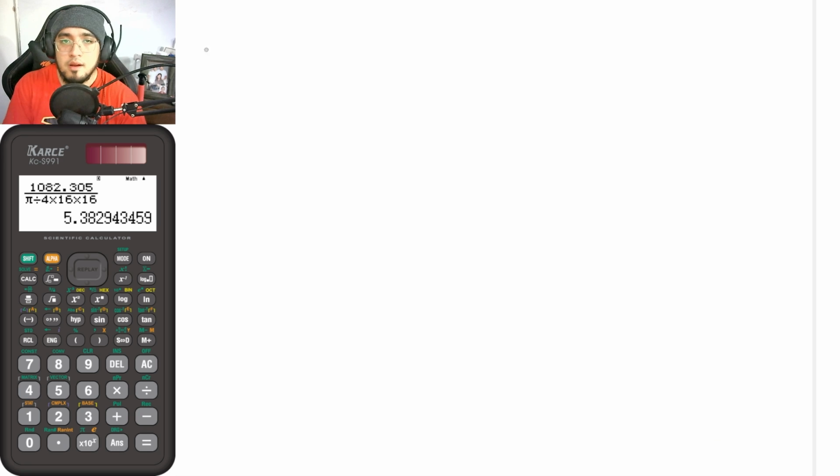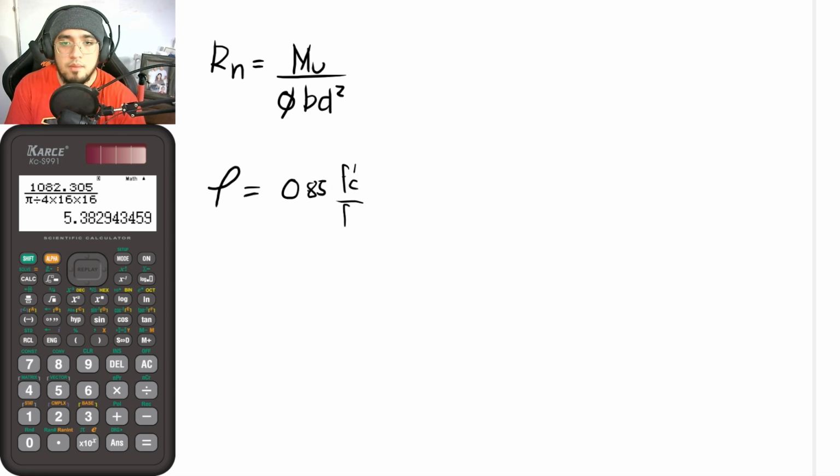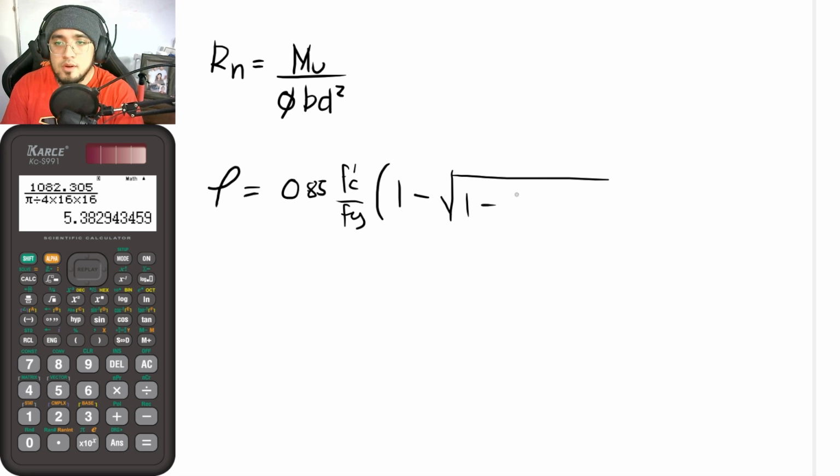Rewriting, the coefficient of resisting moment Rn is now equal to the ultimate moment Mu divided by phi times b d squared. For the reinforcement steel ratio, that is rho, this is now equal to 0.85 times F prime C divided by Fy times 1 minus the square root of 1 minus 2Rn divided by 0.85 F prime C.